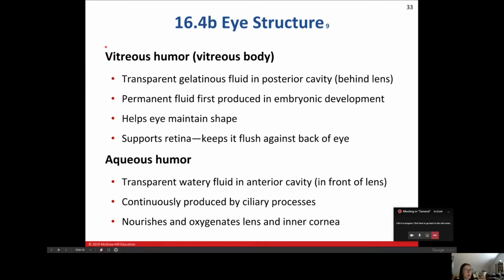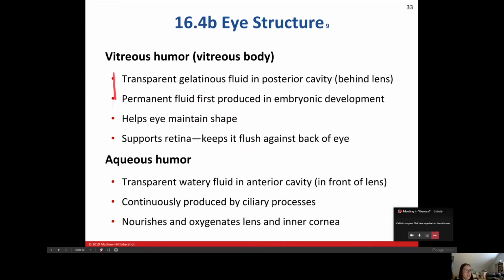So other things we'll talk about are the vitreous humor and the aqueous humor. These are the fluid and jelly-like things that fill up the eyeball. The vitreous humor fills up the posterior cavity of the eye, which is behind the lens, and it sits and pushes back on the retina. It's transparent, it's gelatinous, and it was first produced in embryonic development, and it doesn't get refreshed. It's always kind of the same. It helps the eye maintain its shape. It keeps pushing the retina back against the choroid.